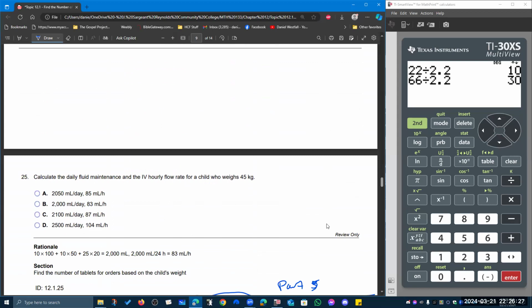And a child who weighs 45 kilograms. So the first 10 will give us 1,000. The second 10 will give us 500. That gives us 25 times 20, which is 500, so 1,000 plus 500 plus another 500 is 2,000 milliliters a day.